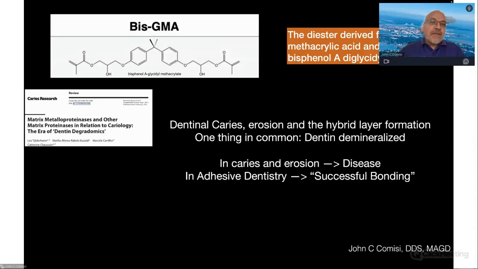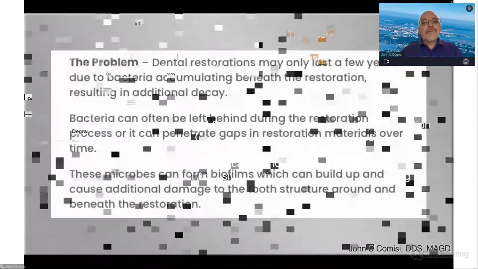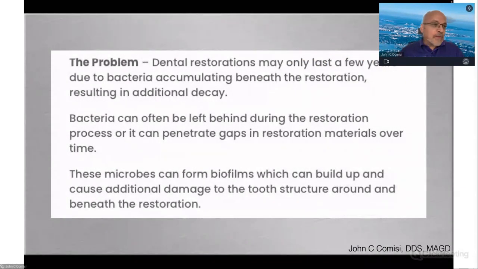And as Cliff was talking about, the acidic nature of the hydrogen ions is creating some of our own problems. In the proton hopping situation, and because of the overall adherence of the bacteria to the plastic materials, we have a constant challenge going on. So the problem with our dental restorations, and I borrowed this from our last presentations by Dr. Tay, is that our restorations only last a few years because of bacterial accumulation either beneath the restoration or on top of it. And these bacteria that are left behind during the restorative process can contribute to the gaps in the restoration material over time. They can build up and cause additional damage to the tooth structure around and beneath this, as Cliff just showed us a few moments ago.